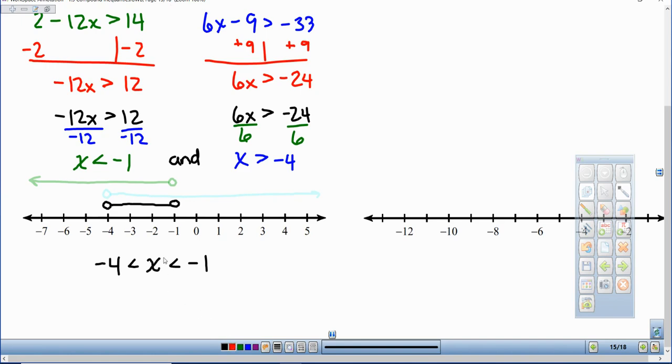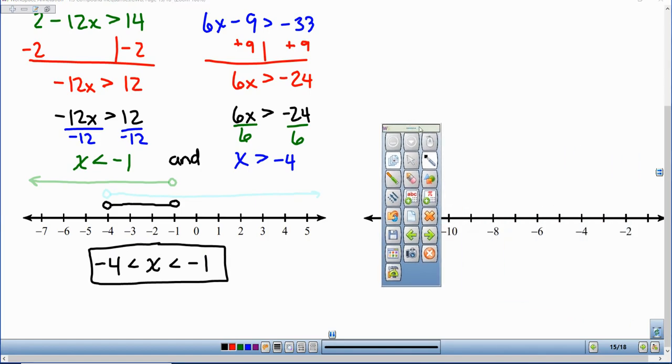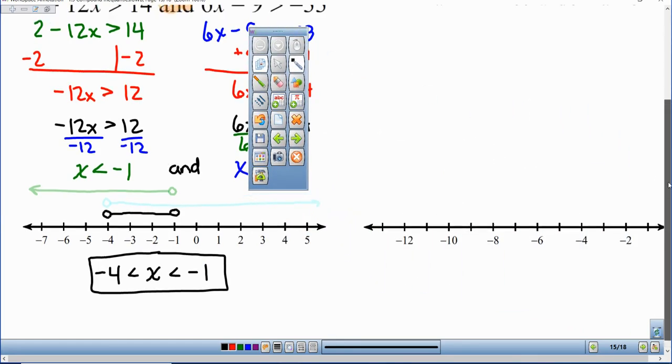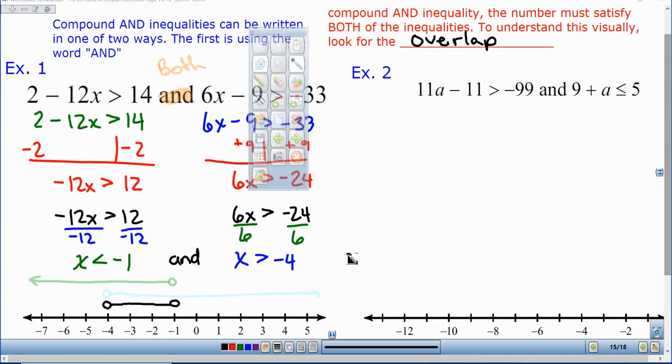It says x is less than -1, which is what that part says, and x is greater than -4, which is what that part says. And we've combined it, and this is the notation that we would prefer for an and inequality. Notice it doesn't say the word and. The or ones will always say or. So let's continue here. Try this one.